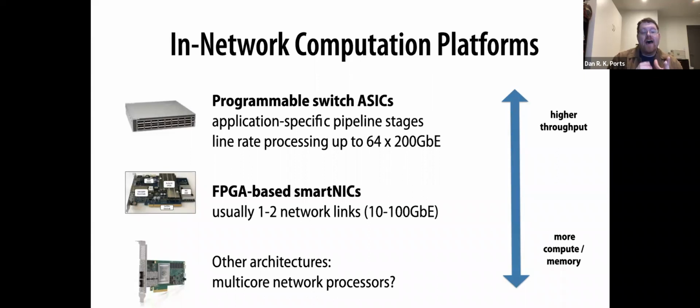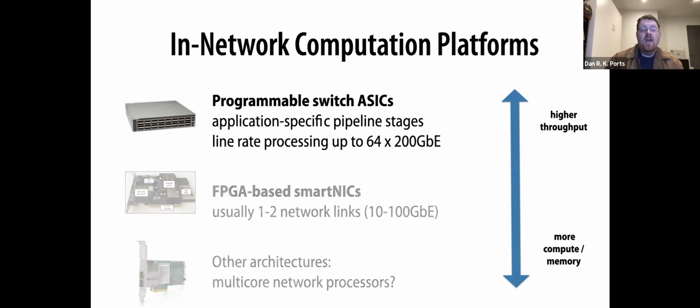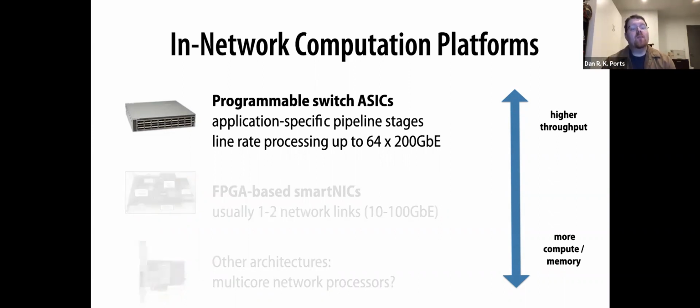These run extremely fast, right? They can handle up to 64 200 gig Ethernet links. Also widely deployed, we've got FPGA-based SmartNICs, which have more processing power, but only handle 1 or 2 network links. And there are other architectures as well. In this talk, I'm really going to be focusing on programmable switches because they're kind of the most extreme and most interesting end of this spectrum.